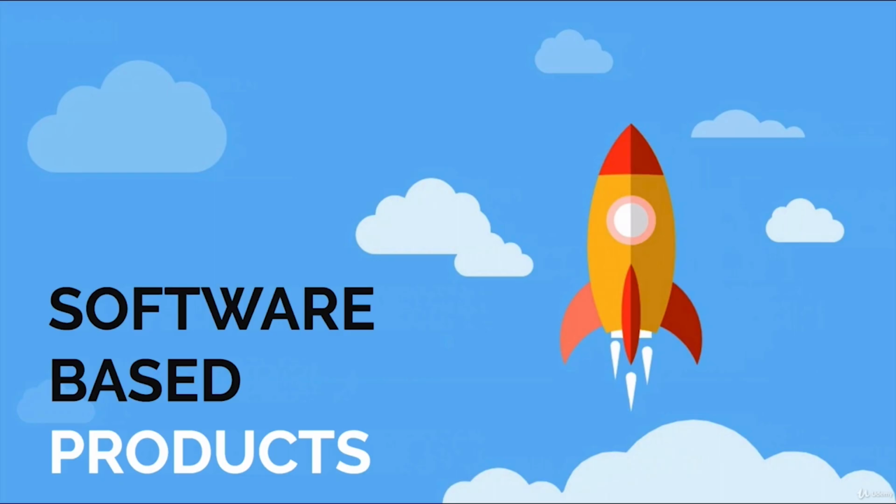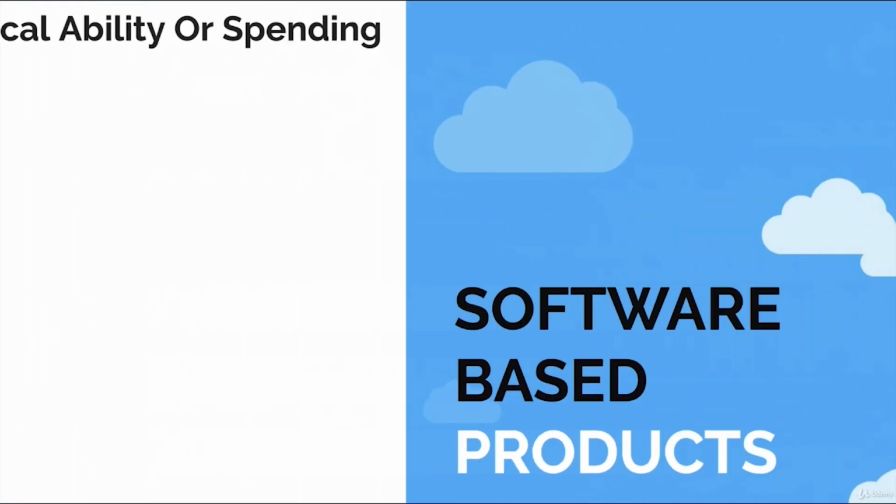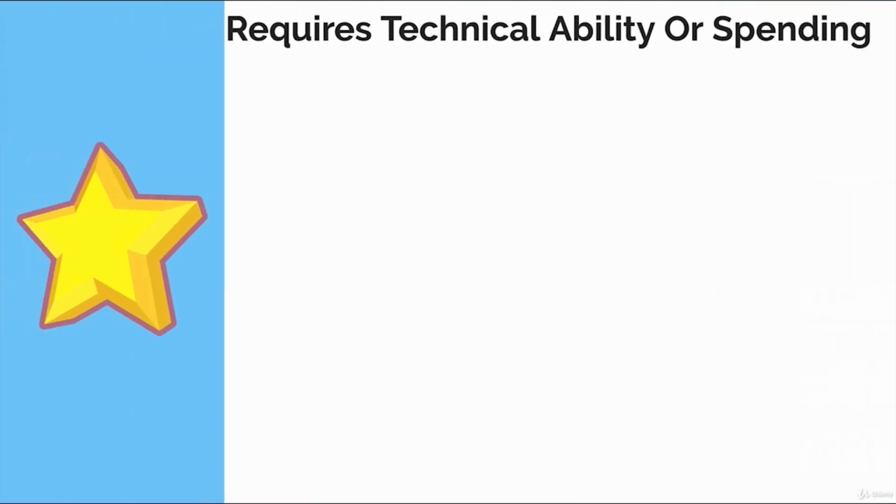In this video, I want to talk about creating and making money from software-based products. These are things you have to create, like WordPress plugins, mobile apps, and so on and so on. We'll talk about it in a second. But basically, it requires either technical ability, so fantastic if you can program, or ability to spend money that you can either spend out of pocket or raise.